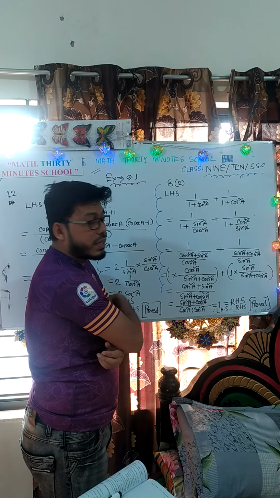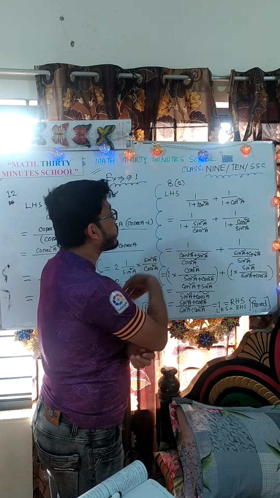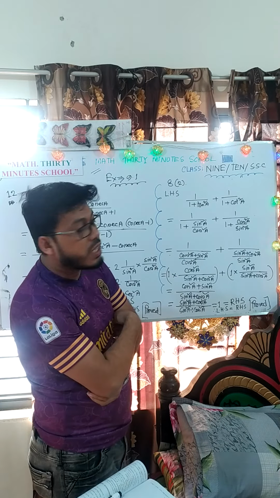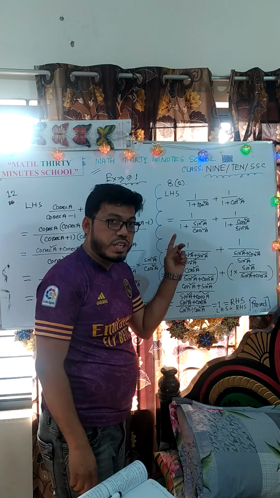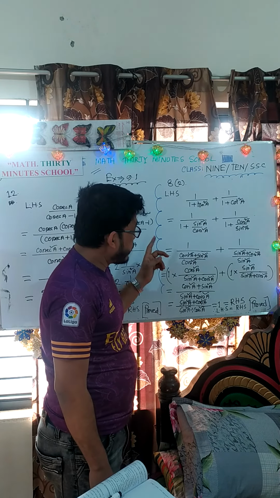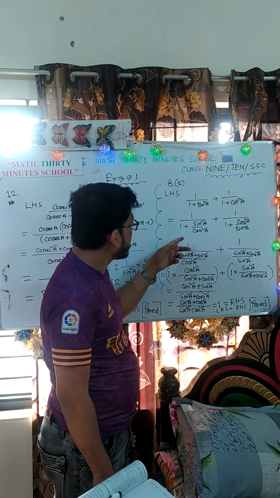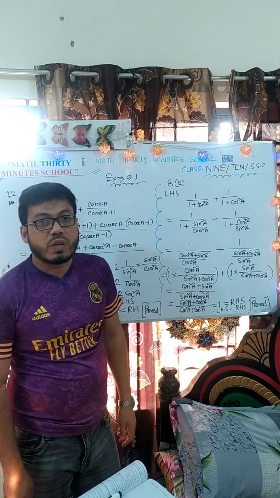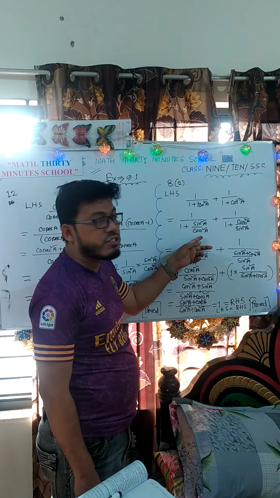this math. 1 divided by 1 plus tan square A, plus 1 divided by 1 plus cot square A. This is the given expression on the left hand side of this question. Now we have to prove it equals 1. According to the question, we know tan A equals sin A divided by cos A. So tan square A equals sin square A by cos square A.